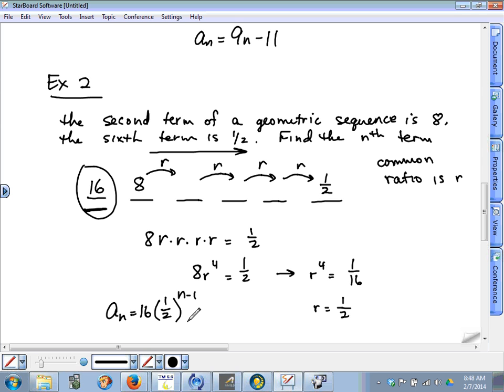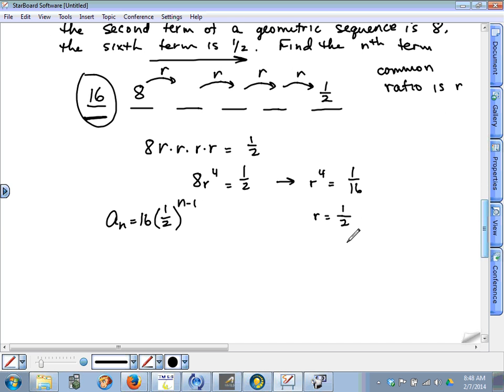Some of you might have just noticed the pattern, which is good. But sometimes these patterns aren't always recognizable. Let's go into partial sums.